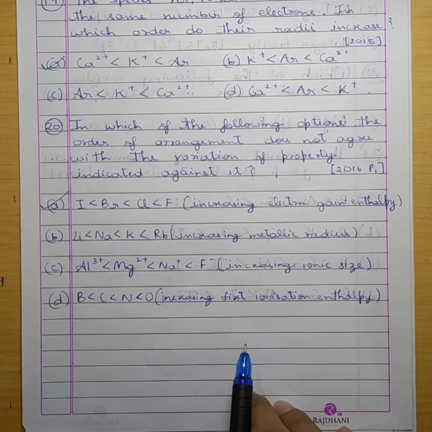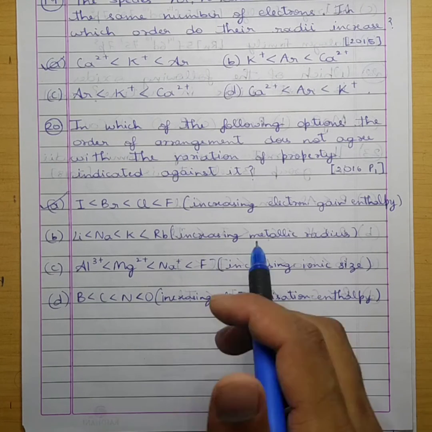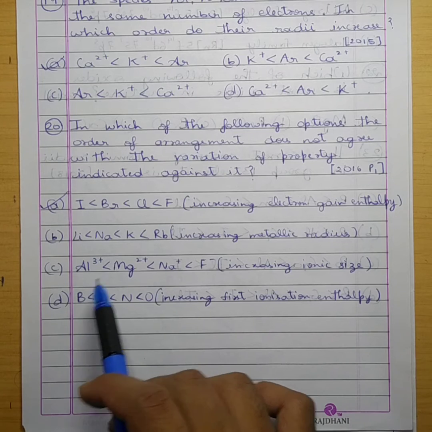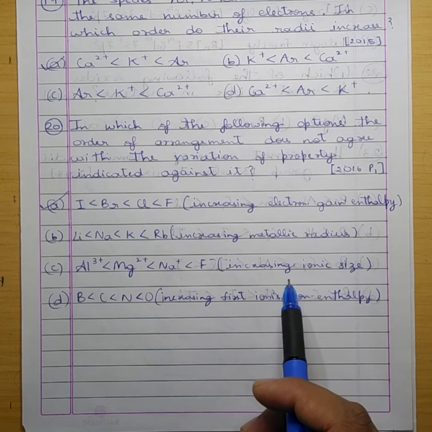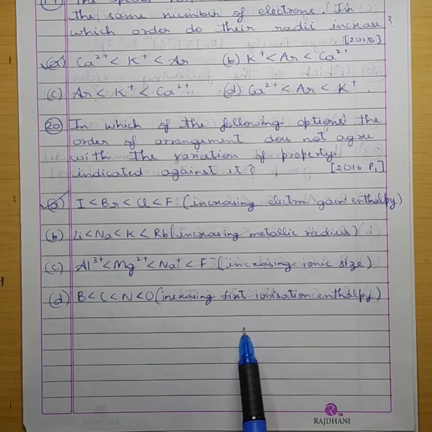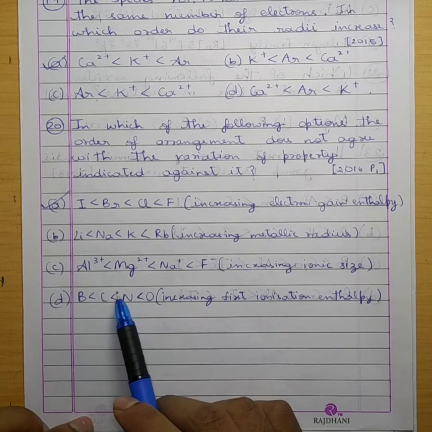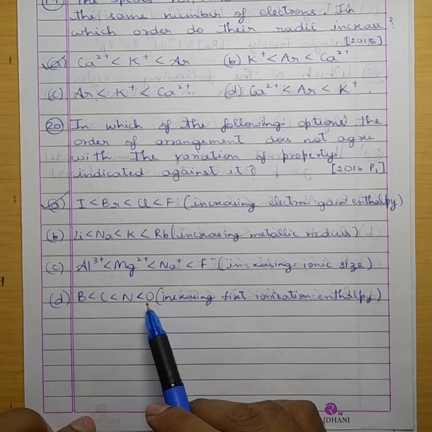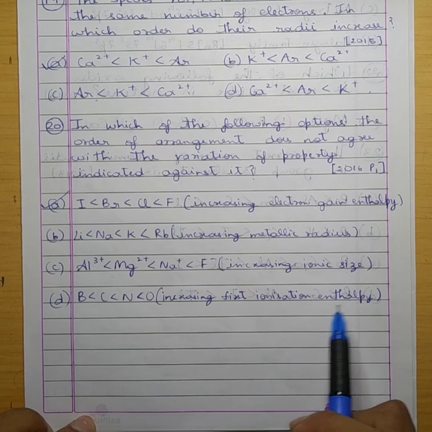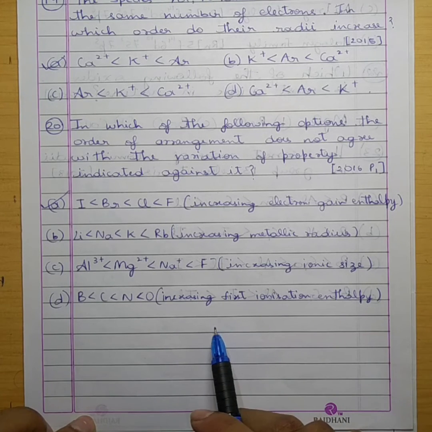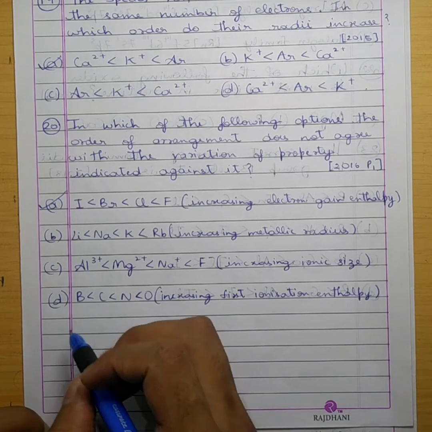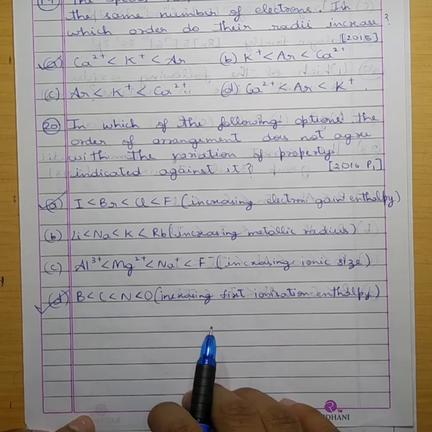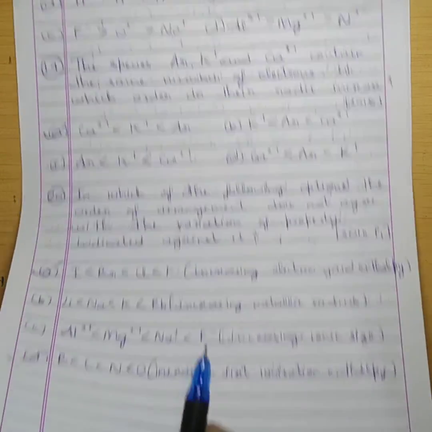B, lithium is lesser than sodium, is lesser than potassium, is lesser than rubidium. Increasing metallic radius. It is correct. Option C, Al3 plus is lesser than Mg2 plus, is lesser than Na plus, is lesser than F minus. Increasing atomic size. It is correct. Here boron is lesser than carbon, lesser than nitrogen, lesser than oxygen. Increasing first ionization enthalpy. But the correct order for this is boron is lesser than carbon, lesser than oxygen, which is lesser than nitrogen. It is option D. So option A and D are wrong.